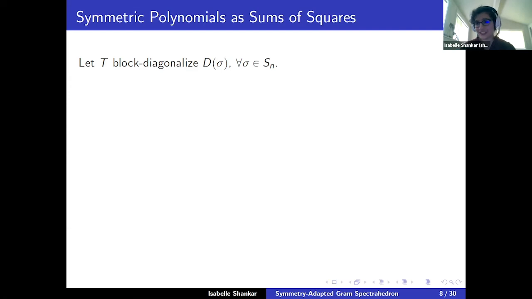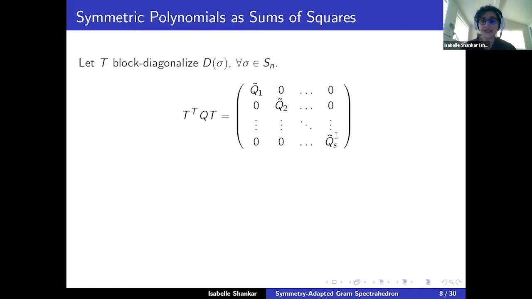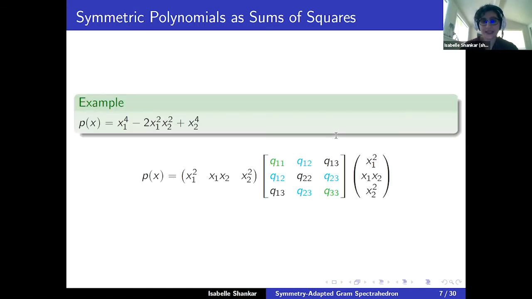But representation theory tells us that we can block diagonalize our matrix representation D sigma. You can calculate this change of basis matrix T. You can calculate it so that it's orthogonal, in fact. And it turns out that it also block diagonalizes our Q matrix. This is, of course, after we've actually restricted to the fixed point subspace. So we're block diagonalizing this matrix here.